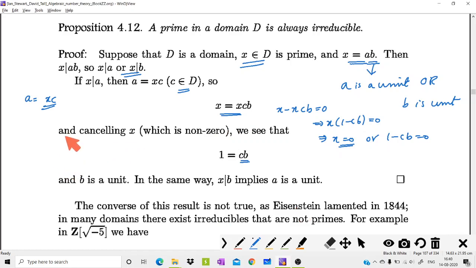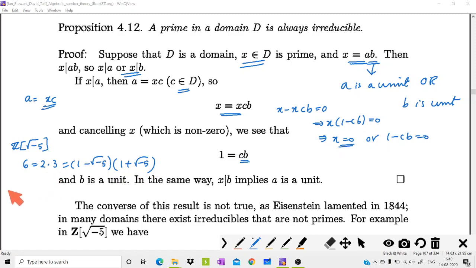But we know that the converse of the theorem is not true. Consider the integral domain Z of root minus 5. This is what we call the ring of integers of the quadratic field Q of root minus 5. We know that this is not a unique factorization domain. That means factorization into irreducibles is not unique in Z of root minus 5, because this 6 can be written as 2 into 3, that is equal to (1 minus root minus 5) times (1 plus root minus 5).